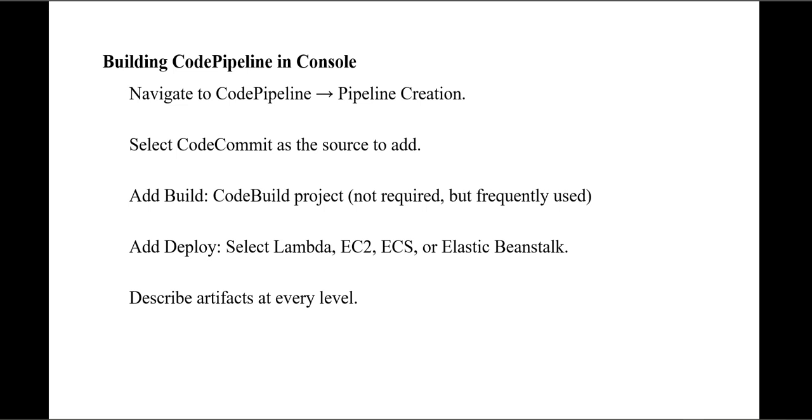In CodePipeline, define your stages: source from CodeCommit, build using CodeBuild, and deploy via CodeDeploy or other targets. You can also insert manual approvals or testing actions in between. This is a sample YAML code.